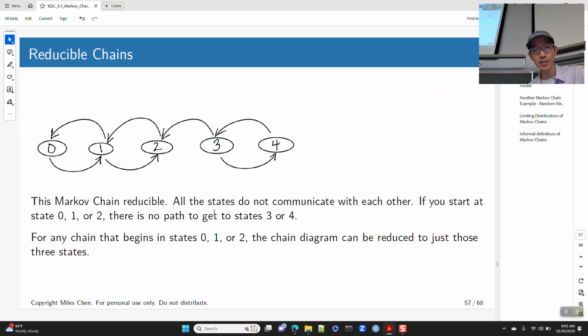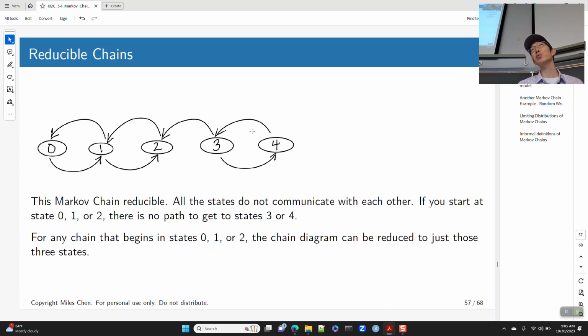This one is not irreducible. This would be reducible, okay? The states do not communicate with each other. If you start off at 0 or 1 or 2, there's no way for us to get to 3 or 4. And so, from 3 or 4, we can get down to 0, 1, or 2. But if we start off at 0, 1, or 2, there's no way to get to 3 or 4.